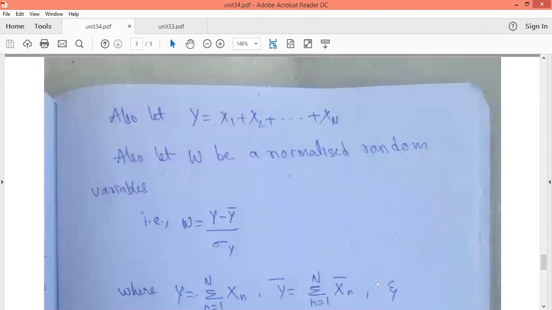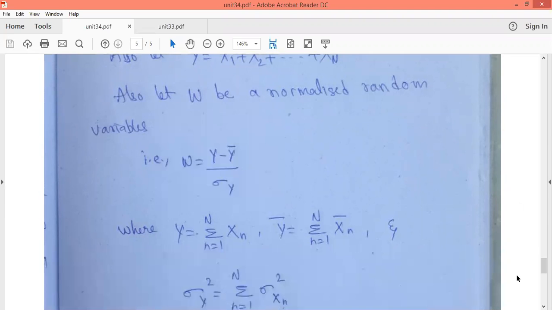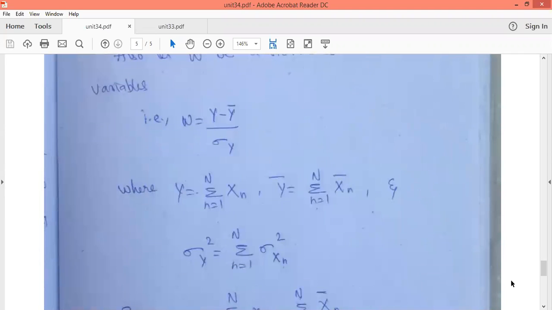Now we are defining w. W will be defined as the normalized random variable. How do we define the normalized random variable? It is given by this equation: w is equal to y minus y bar by sigma y, that is called the normalized random variable. Now each random variable has the same distribution and density function. How do you write y? Y can be written as summation n is equal to 1 to n xn. What is y? x1 plus x2 plus so on xn, which we are writing in equation form.